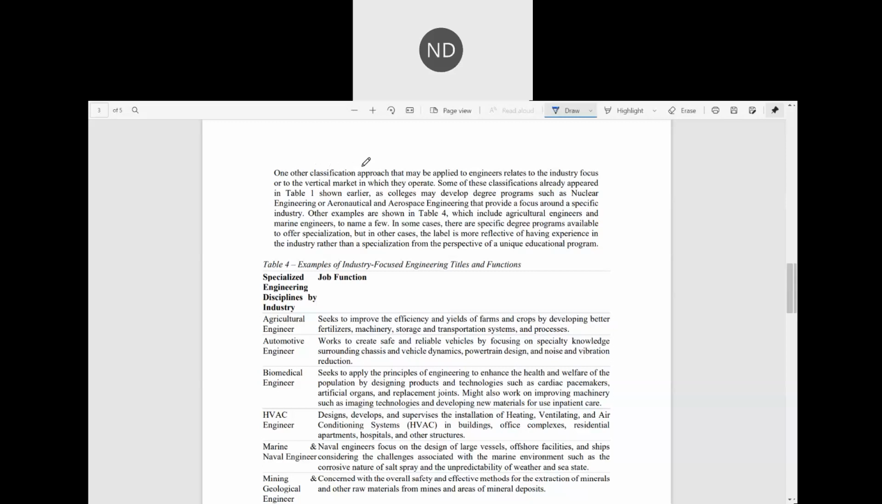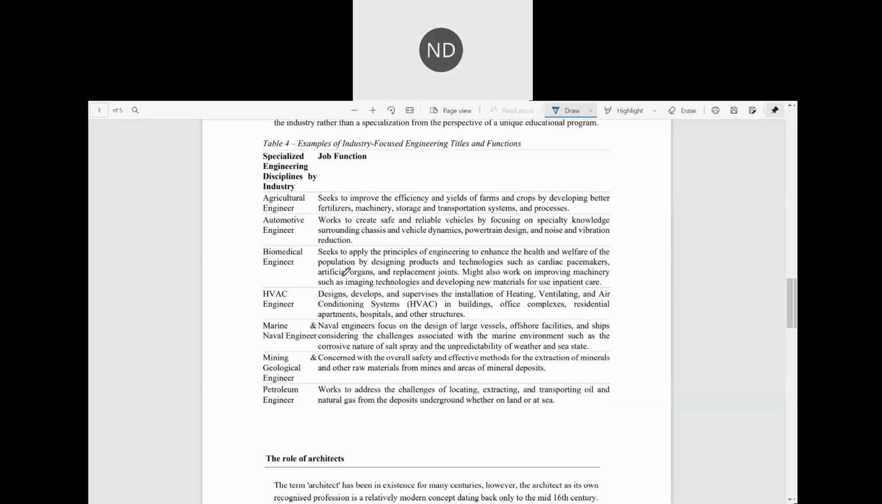One other classification approach, maybe here are the examples. So these are other examples of industry-focused engineering titles and functions. Whenever you are going and working in some industries, what are the job functions of these kinds of engineers? The titles will be given to you, so you may think, what is the role of that engineer?